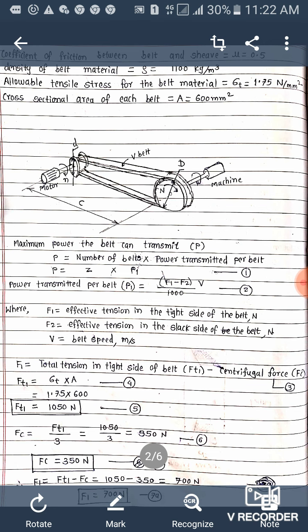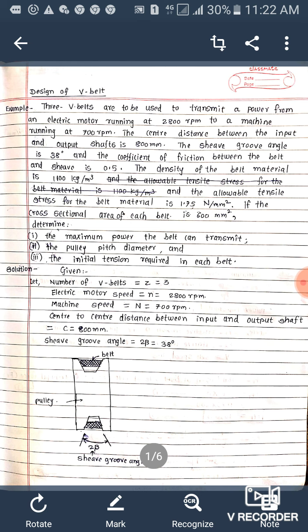Now we look at given data. Here number of belts used becomes 3. And the symbol used for number of belts is Z. So Z is equal to 3. Motor speed is 2800 rpm. So n is equal to 2800. Machine speed is 700 rpm, that is capital N. Center to center distance between input and output shaft or between the two pulleys, that is C, is equal to 800 mm.